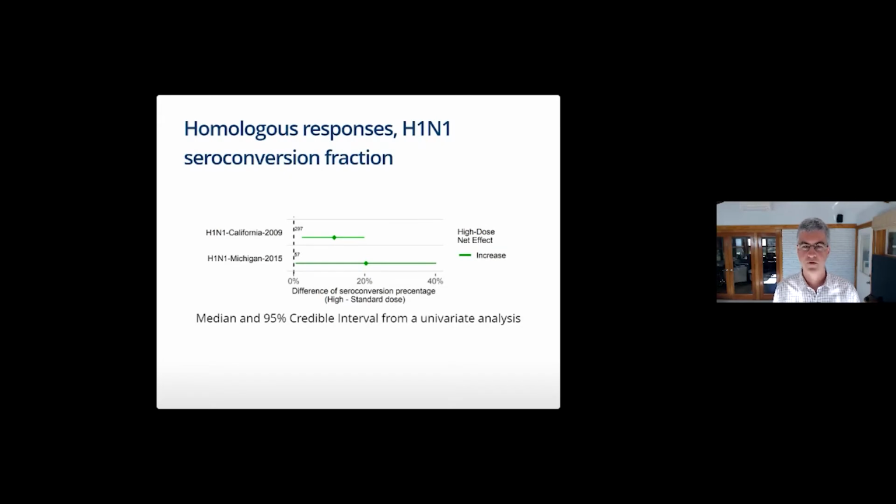Here's another outcome, the seroconversion. So again, we looked at seroconversion in those with the standard dose and the high dose, and then looked at the difference. So if the high dose vaccine were not any better, we would sit at the 0 mark. But here there's more seroconversion in those that received the high dose. Next slide, please. And similar for seroprotection. In this case, you see there seems to be an increased protection for those receiving the high-dose vaccine. Next slide, please.